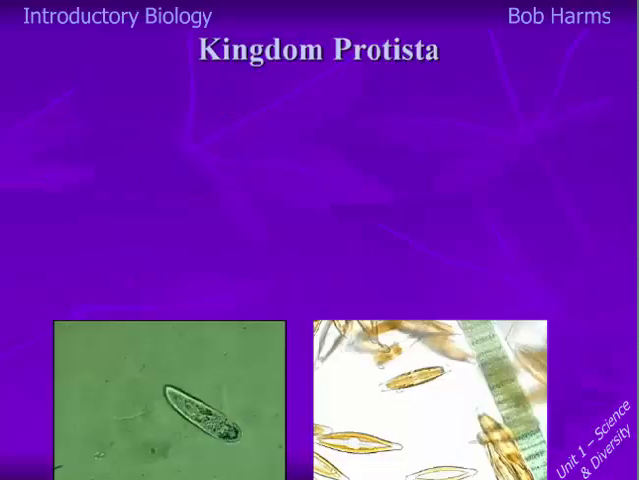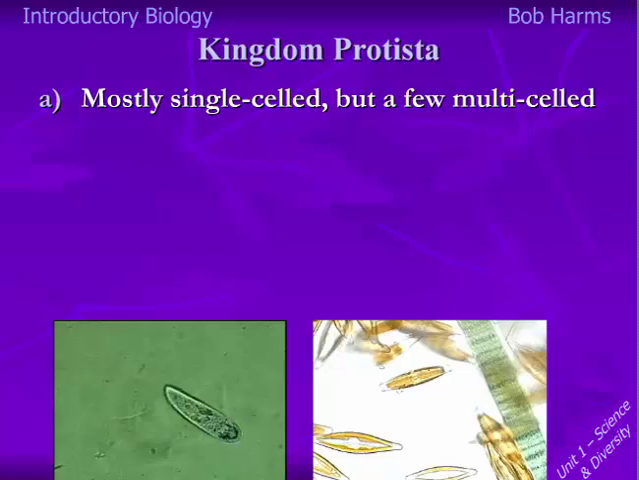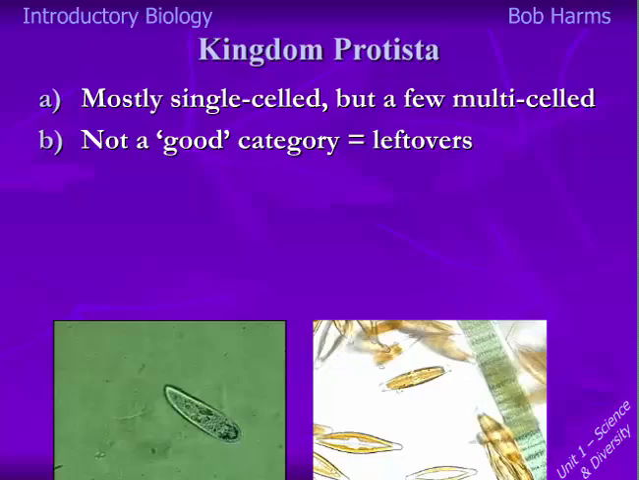The first of the kingdoms within the domain Eukarya are the protists, the kingdom Protista. Most of the protists are single-celled organisms, and so this is the only kingdom within the Eukarya that actually does have single-celled organisms, but we also see some multicellular life as well in the kingdom Protista. Now, I mentioned before that systematists try to group organisms based on their relationship, and in that aspect, this kingdom is a very poor category.